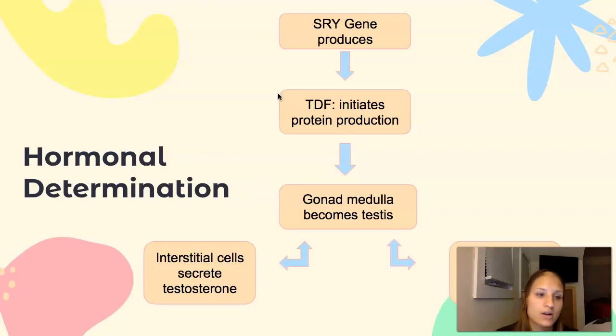So first, the SRY gene produces testes-determining SRY protein, and then this protein initiates the production of several other proteins that cause the gonad medulla to differentiate into a testis. And then the testis has both interstitial and Sertoli cells, which play different roles in development.